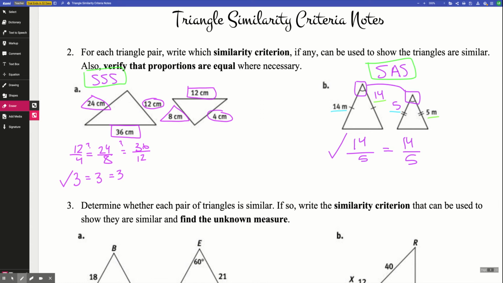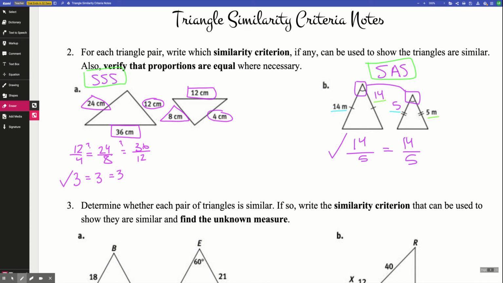I just went ahead and did the reduce method just because it was going to be a little faster for me. So all of those fractions reduced to 3. 12 divided by 4 is 3, 24 divided by 8 is 3, and 36 divided by 12 is 3. So since all of those are equal, I can say that those triangles are similar by SSS.